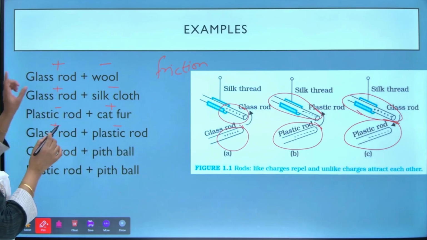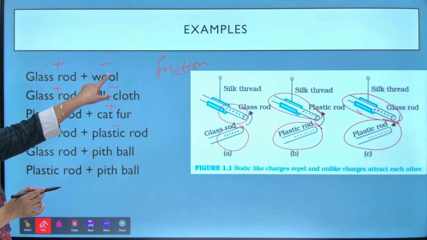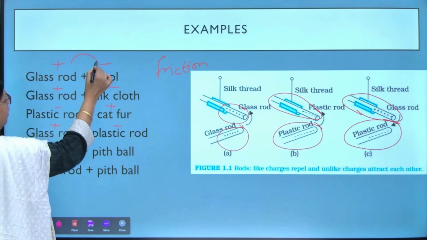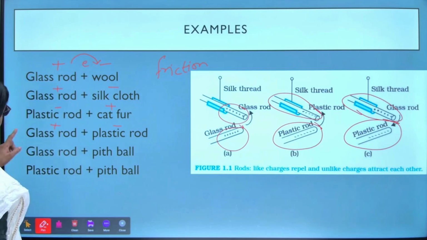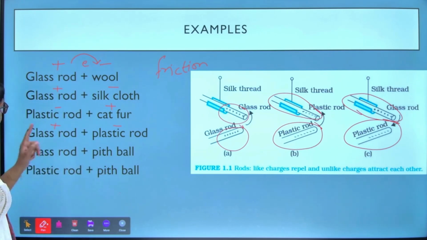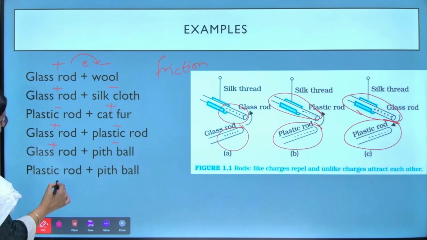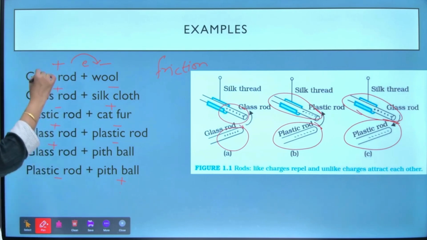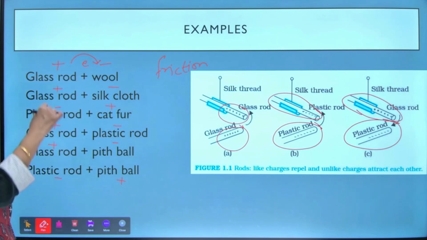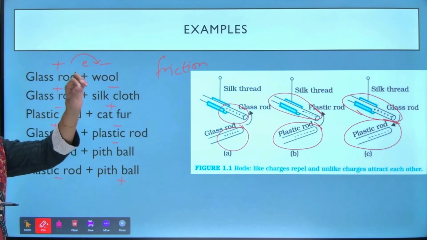Otherwise, you can see that if one of the objects is positive, the other will be negatively charged, because one object is transferring electrons to the other object. Rub the glass rod with a pith ball. Glass rod is positively charged here, so this will get negative charge. Plastic rod is negatively charged, so the pith ball will get a positive charge here. So you can see the various examples where the charge is being transferred, or electrons are being transferred, from one body to the other body only due to friction.